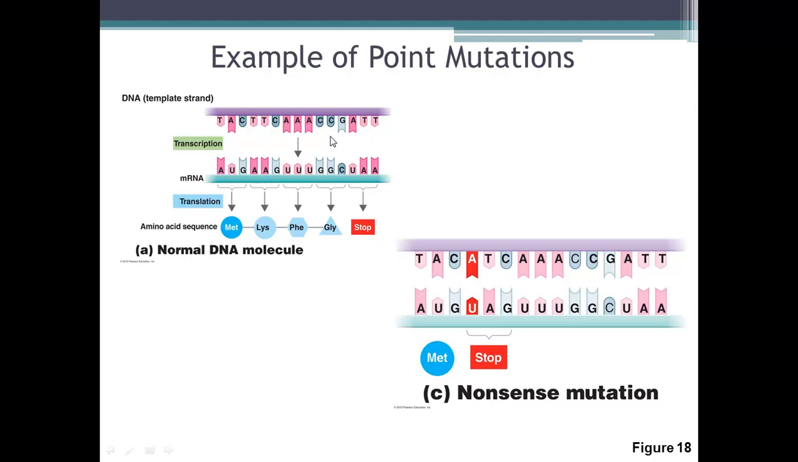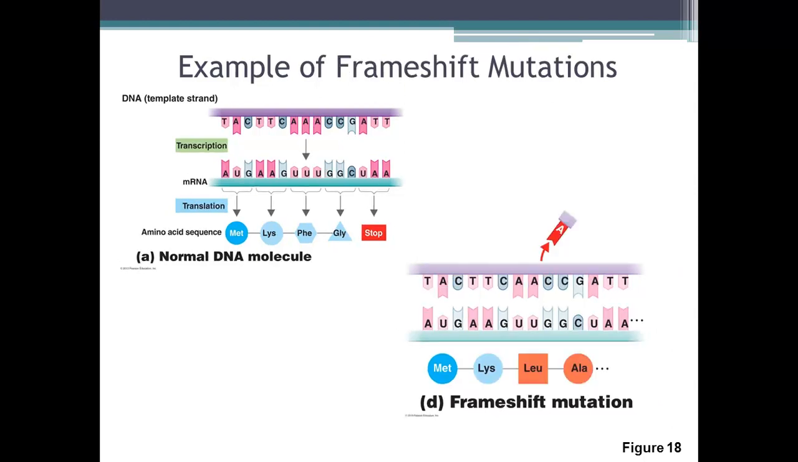Same example with our normal DNA. However, we normally would code here TAC, TTC. But we take the T and we change it to an A. And that A then codes for U. UAG, that codes for a stop codon. We have now prematurely stopped this protein from being made. 100 percent, it is going to be non-functional.